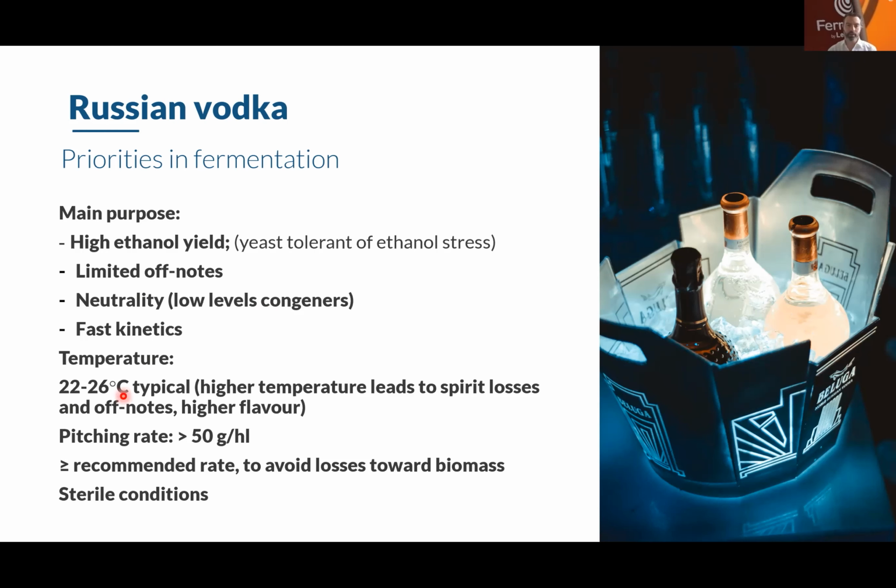So temperature is usually between 22 and 26 degrees Celsius. If you go to a higher temperature, you get some losses and also higher flavor. Pitching rate is fairly high, over 50 grams per hectoliter, and it's rated even a little bit higher to avoid some losses towards biomass production. Sterile conditions are important also to avoid any off flavors.